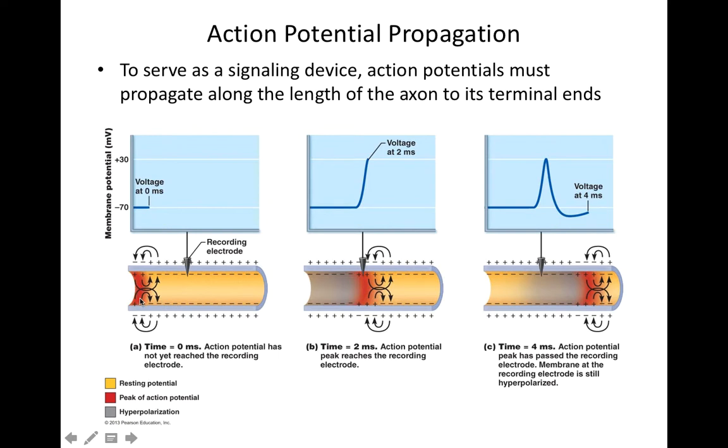So you can picture that this is just going to keep going all the way down, and you're going to have a wave where you're at resting, then here comes the action potential, then here comes hyperpolarization, and then you're at resting again. And this is going to work its way all the way down the axon. So you're going to get a propagation that's going to occur.